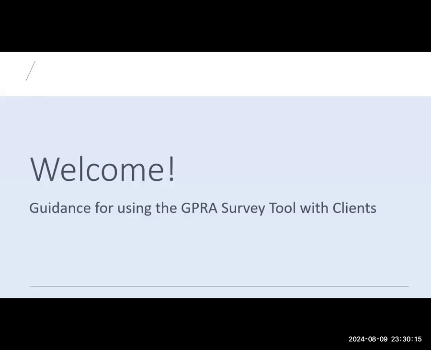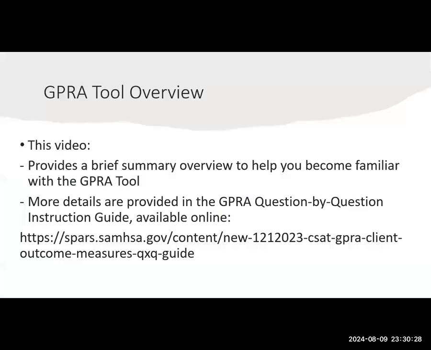Hello and welcome to this informational video, which provides a summary of key information that will guide you as you prepare to administer the Government Performance and Results Act, or GPRA, Client Outcome Measures tool with clients you're working with. This video will provide a summary overview to help you become familiar with the GPRA tool and the basics of its implementation. More details are provided in the GPRA question-by-question instruction guide available online at the GPRA website.